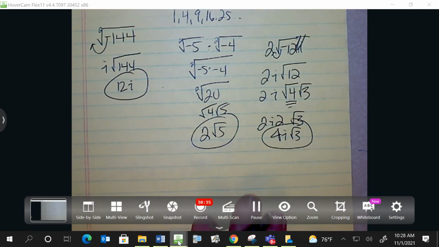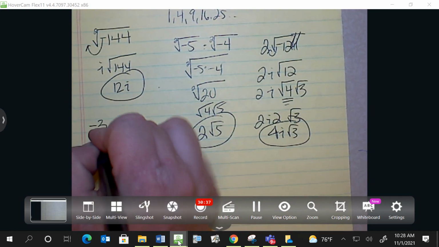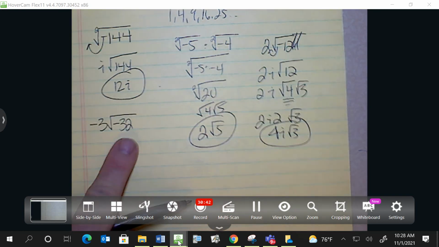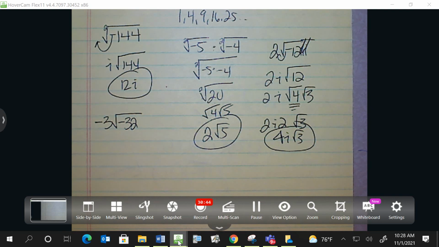Okay, last problem. Let's see what you can do here with your partner. I'm going to give you 40 seconds. I want you to reduce this as far as possible. This is the expression. Begin.